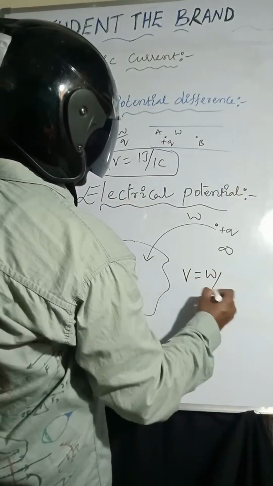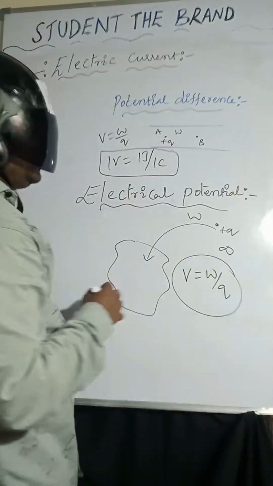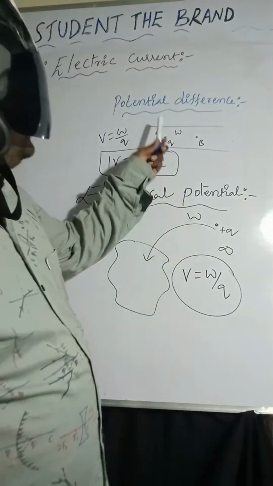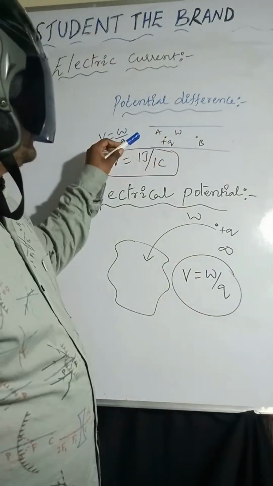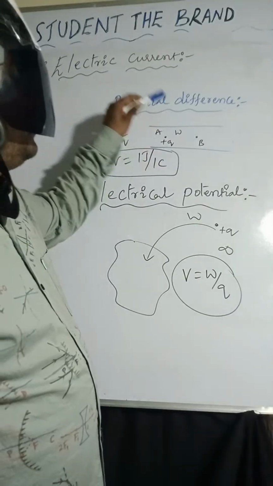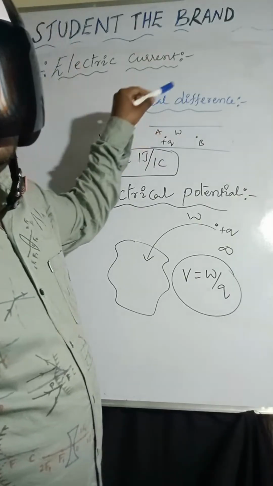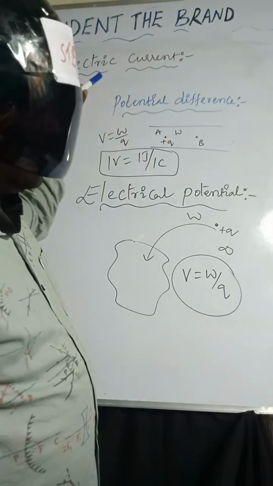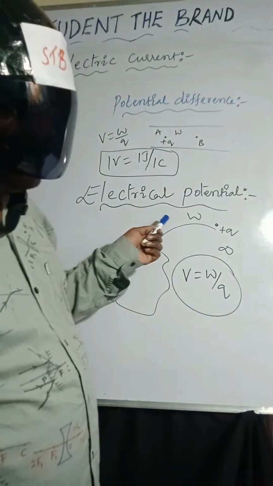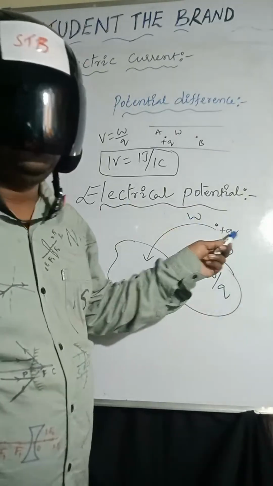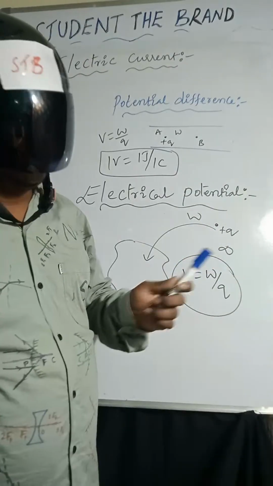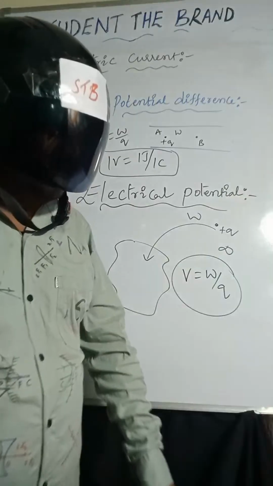V equals W by Q. The same thing we are considering here. Potential difference is the work done to bring a unit positive charge from one point to another point within the conductor. Electrical potential is the work done to bring a unit positive charge from infinity to the required field. I hope it is very clear, right?